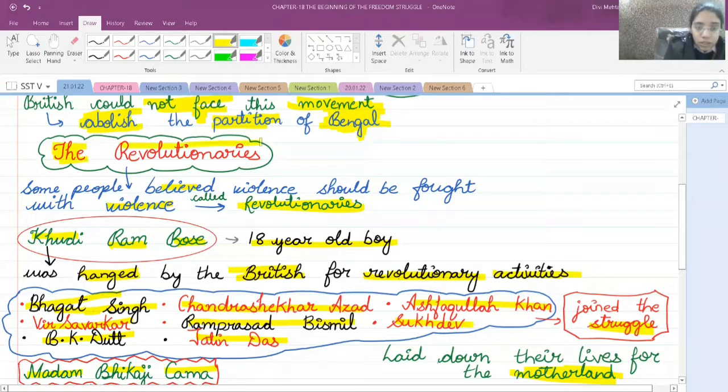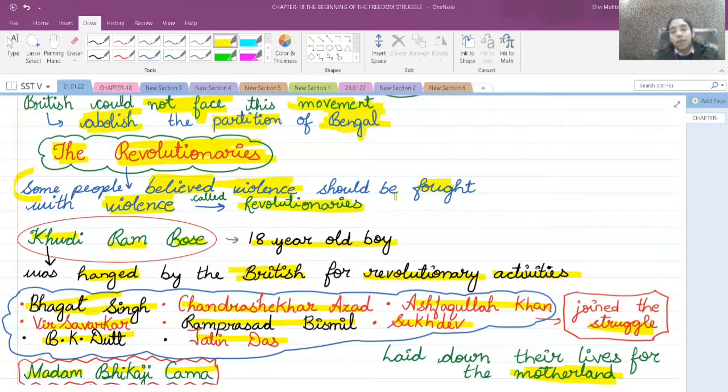Next topic is about the revolutionaries. Start underlining. Some people believed that violence should be fought with violence. They were known as revolutionaries. Violence means behavior that harms or damages someone. So those who believed violence should be fought with violence were called revolutionaries.